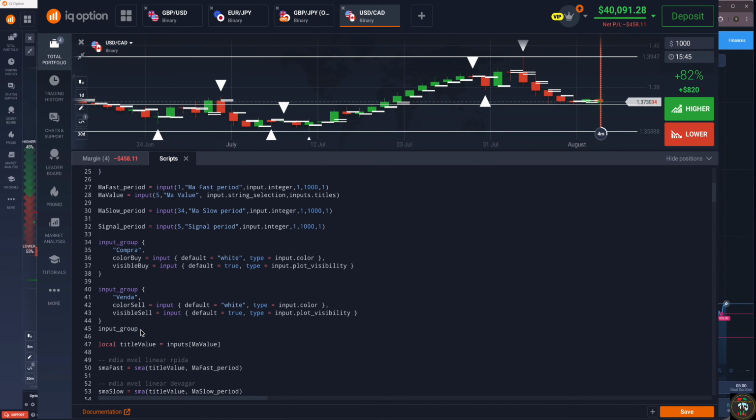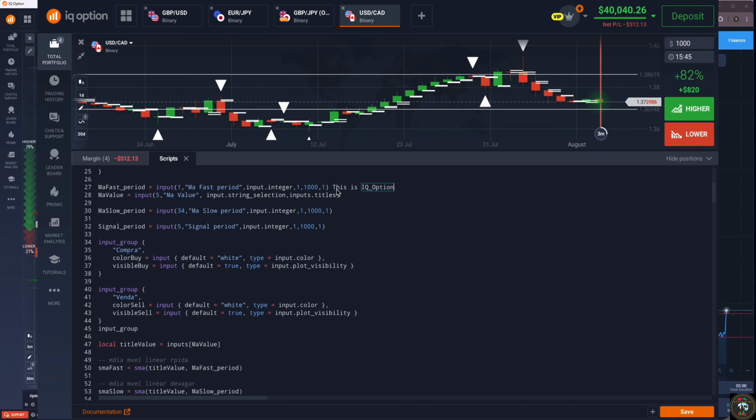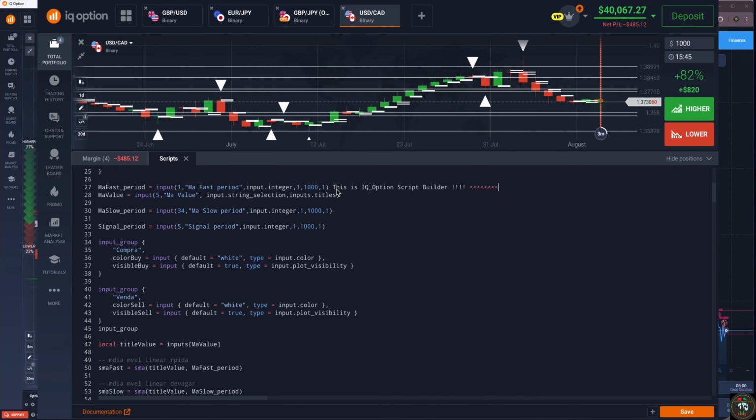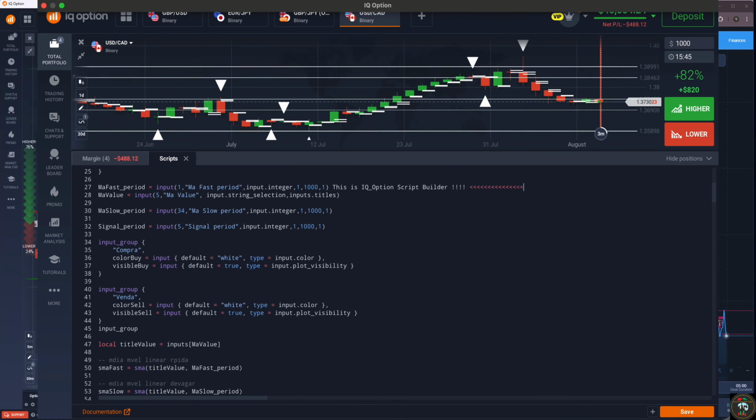IQ Option has a new feature where you can create and load trading scripts that you can use as a trader in the technical and entry analysis. With a good logic, you can create a powerful indicator script. I will be sharing some of them on my Telegram channel.